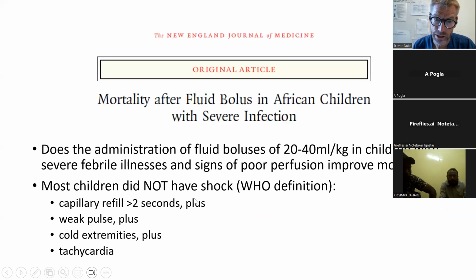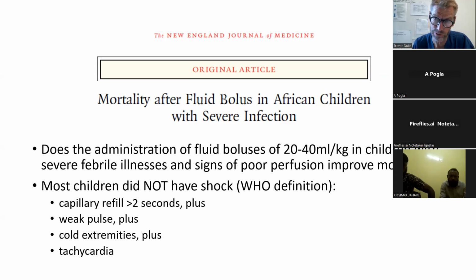Now, the problem with that paper is that around the world, people started giving more than 10 or 20 mils per kilo of fluid. They started giving 40 or 60 mils per kilo of fluid. And it resulted in a large study that was done in Africa, randomizing children to either getting 20 to 40 mils per kilo of fluid, even up to 60 at one point in the study, or getting no bolus of fluid, just normal maintenance fluid.